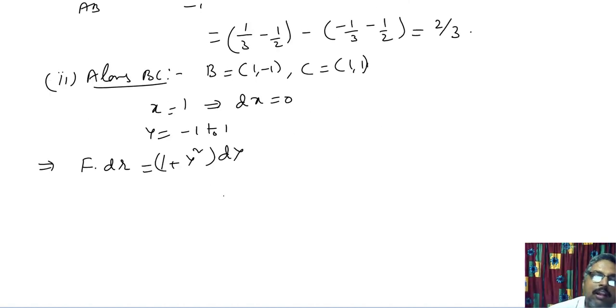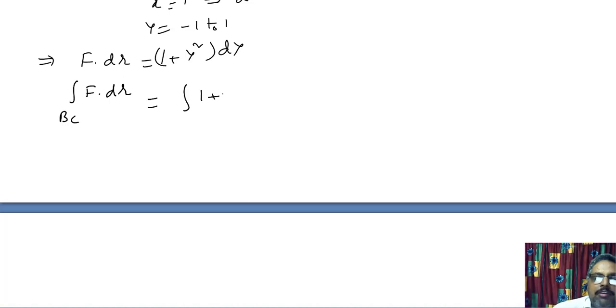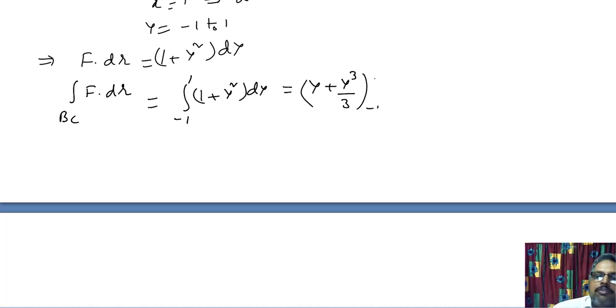Okay, I will integrate. Integral of F dot dr along BC equals integral of 1 plus y square dy, with y limits from minus 1 to 1, already discussed. Now the integration is y plus y cube by 3, with limits minus 1 to 1.